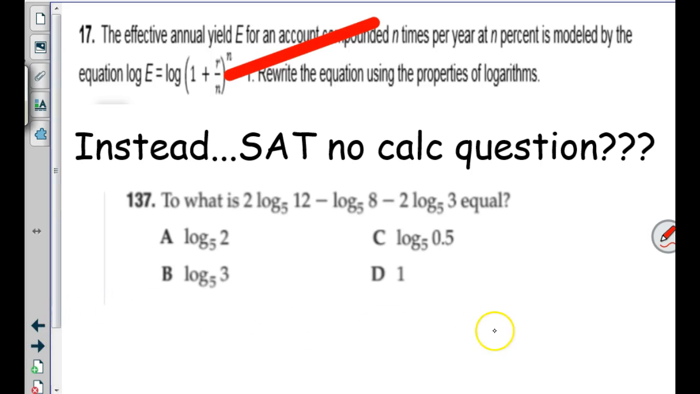All right. Wanted to see if we could do this SAT question. There's a part of the SAT that's no calculator. Any ideas what we could do with this? What could we do with this too? Okay. What does minus mean? Okay. And this too? Okay. So we have log base 5 of 12 squared.